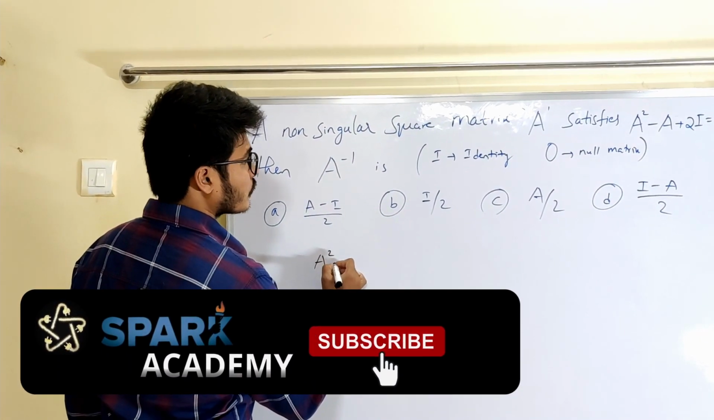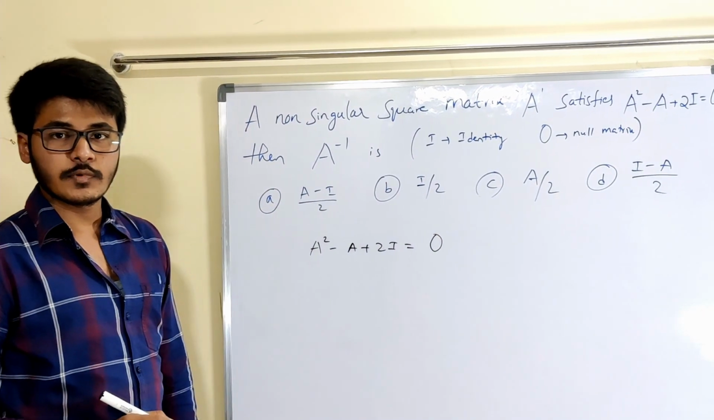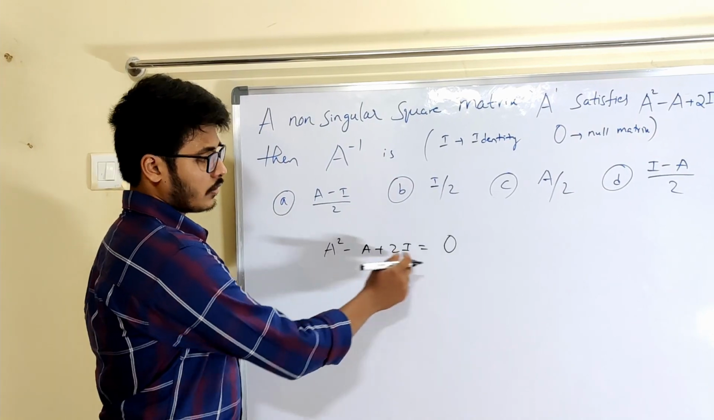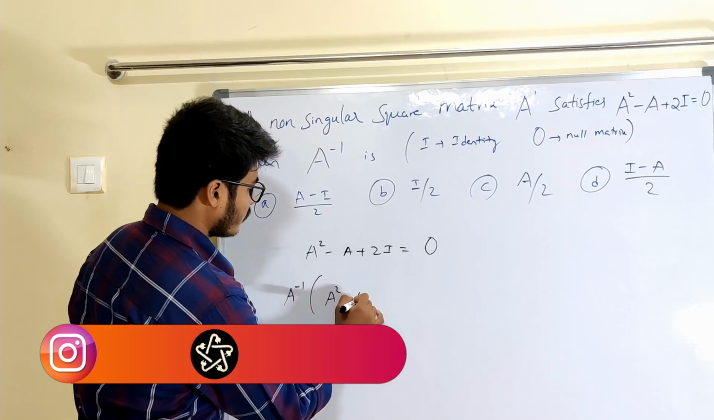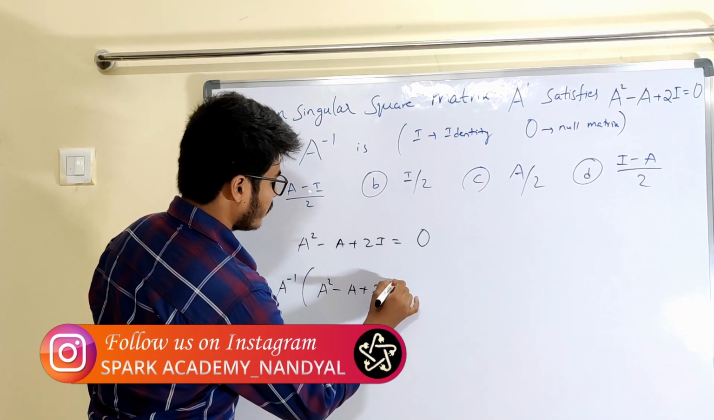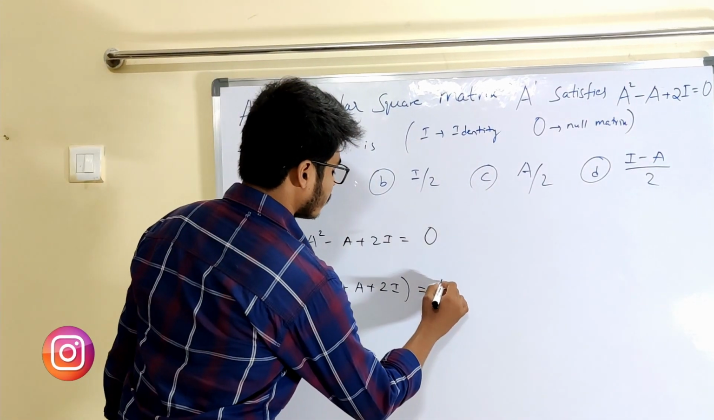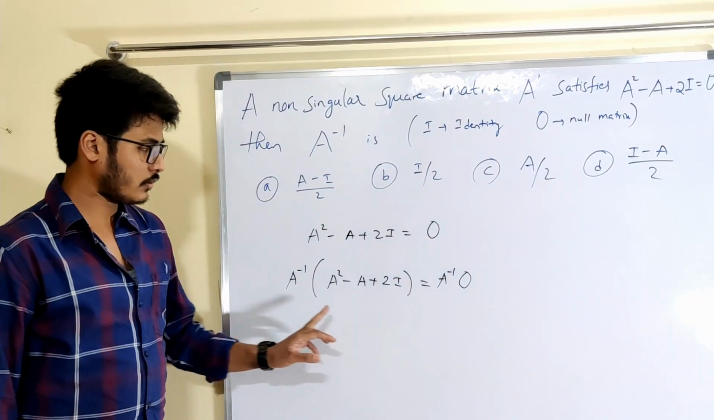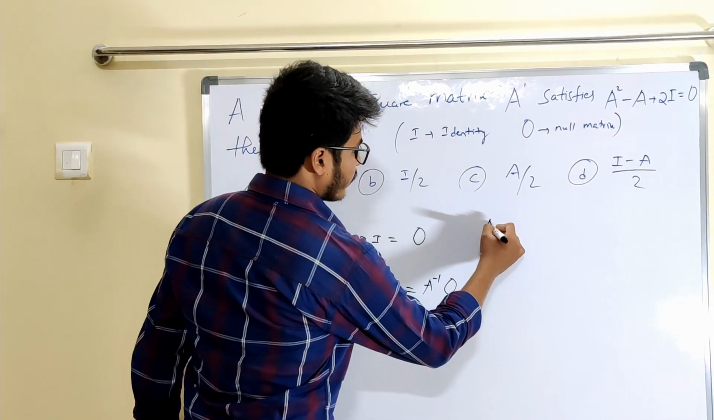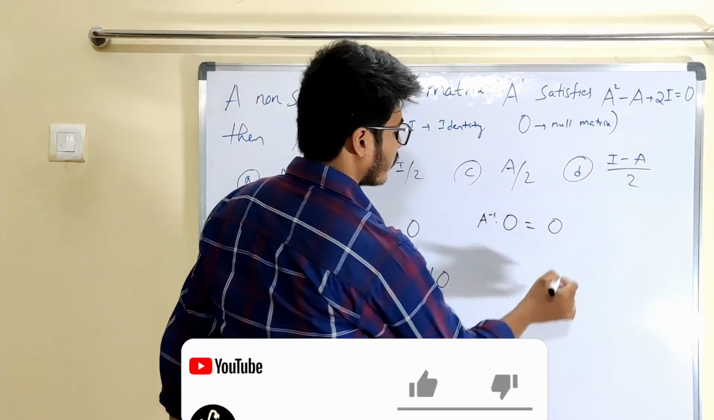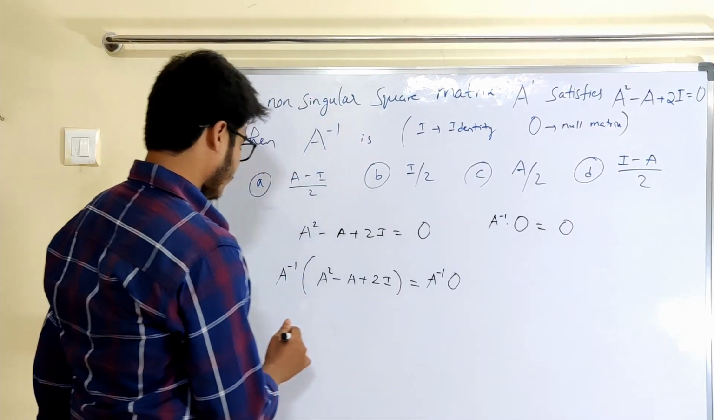Here it is given that A square minus A plus 2I is equal to O. Now we multiply both sides with A inverse. So A square minus A plus 2I is equal to, we have to multiply A inverse on this side also. So we are multiplying with A inverse on both sides. We know A inverse into O is always O. Multiplication of matrix with null matrix will be null matrix.